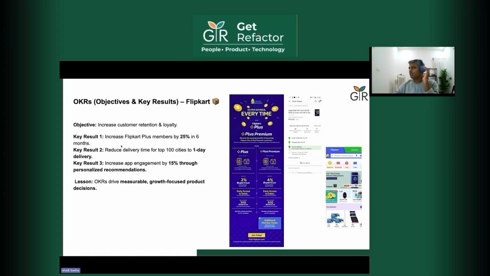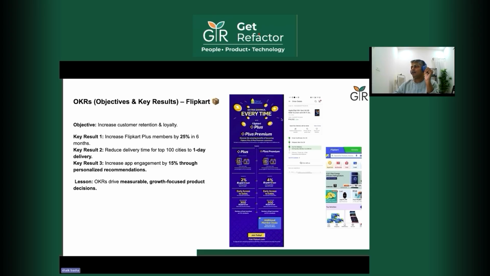Increase Flipkart Plus members by 25% in the next 6 months. Reduce delivery time for the top 100 cities to one-day delivery. Increase app engagement by 15% through personalized recommendations. These are some of the milestones that you should reach. By doing this, you should be able to achieve the objective that is given to you.